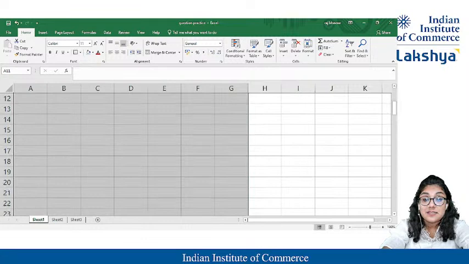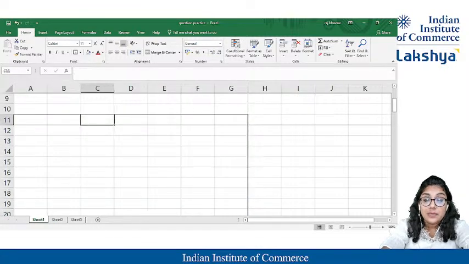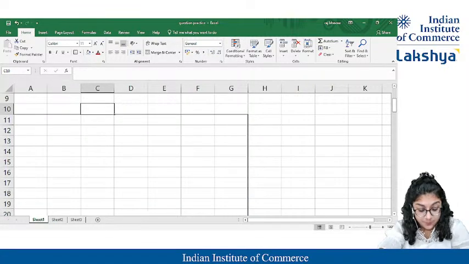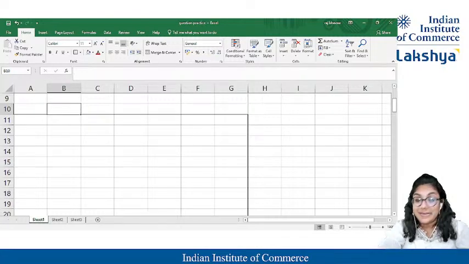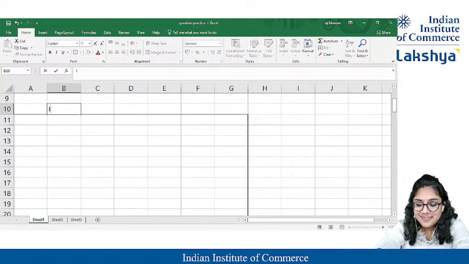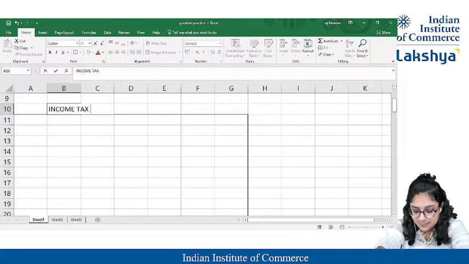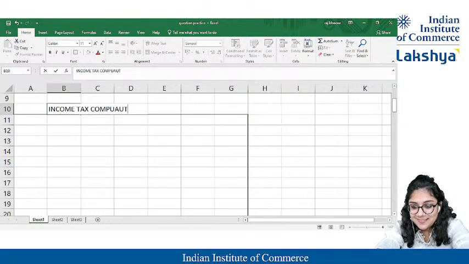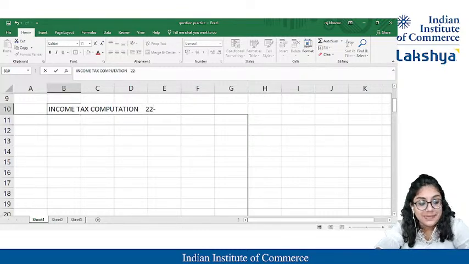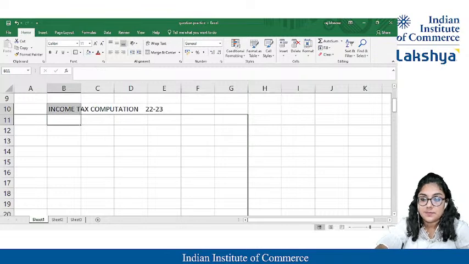Please check, I am requesting you all, if you guys have time, practice in the exam portal. Income tax computation, year 22-23. Guys, this is a situation.